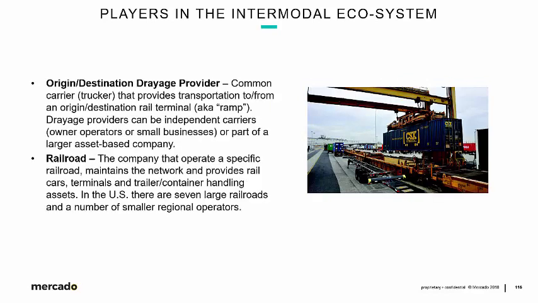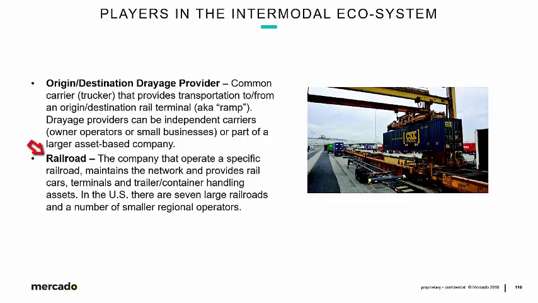Let's do that deep dive on these players in the intermodal ecosystem. First off, origin and destination drayage provider. They're common carriers, truckers, that provide transportation to and from an origin or destination rail terminal that is also referred to as a ramp. Drayage providers can be independent carriers, those owner-operators or small businesses that we've talked about a couple of times, or part of a larger, very large actually, asset-based company.